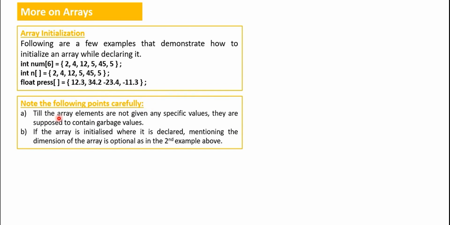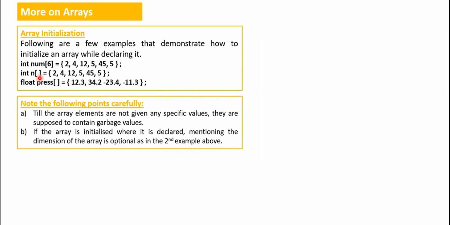Till the array elements are not given any specific value, they are supposed to contain garbage value. So the very first thing, if we have declared only the array and we have not defined the elements, then it will have garbage values. Now if the array is initialized where it is declared, mentioning the dimension of the array is optional, as in the second example above. As already discussed, mentioning the size of the array is optional.